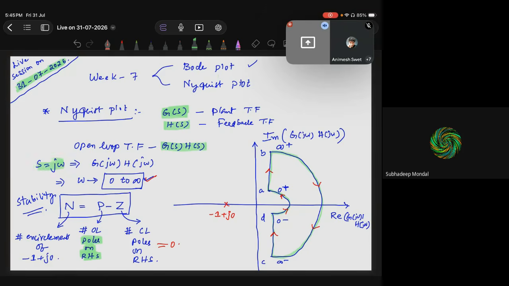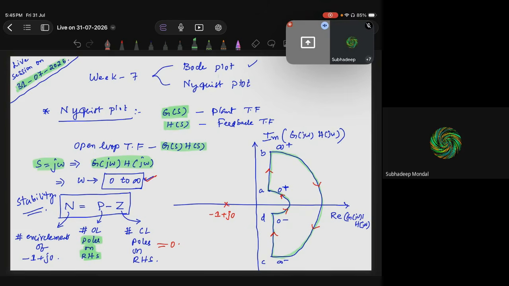Then we substitute s is equal to j omega. Okay, so you get this G(j omega) H(j omega). Okay, is my voice audible? My voice is audible. Hello. Yes, sir. Okay.